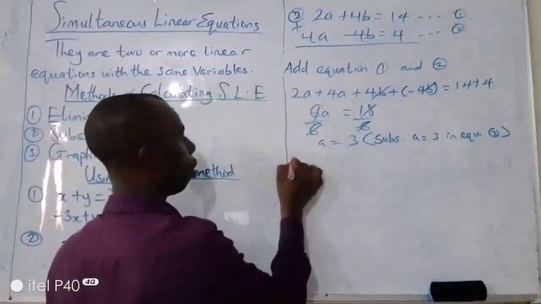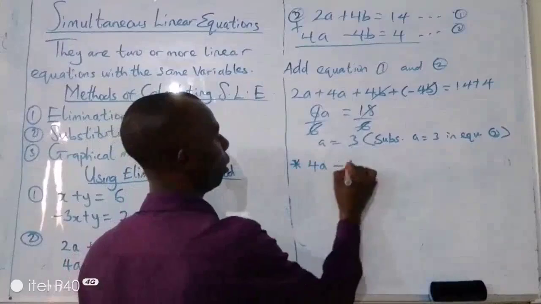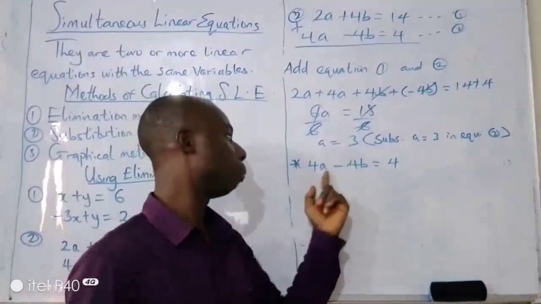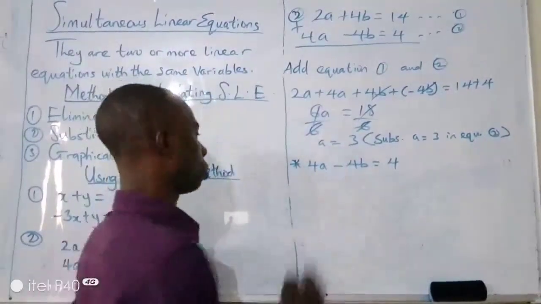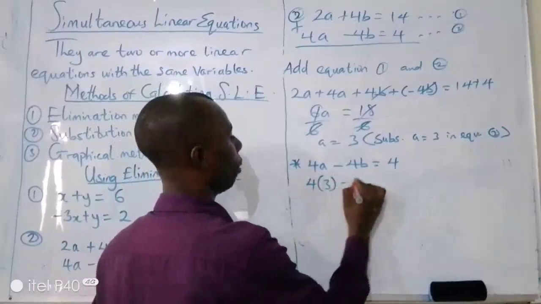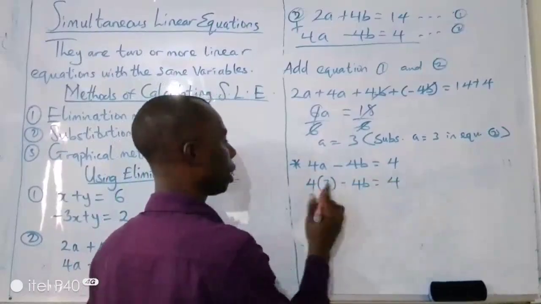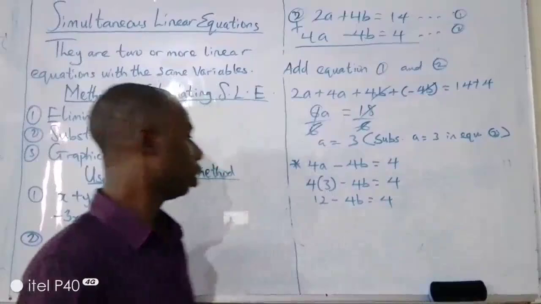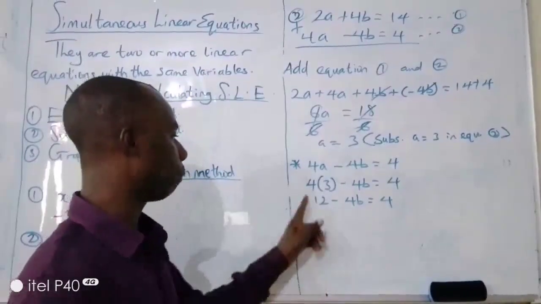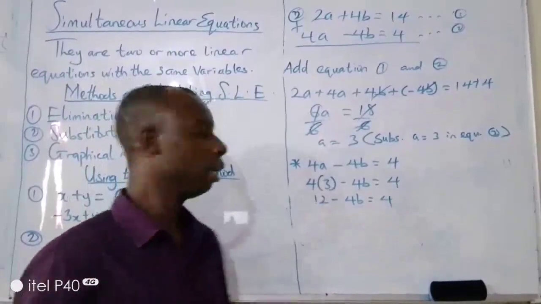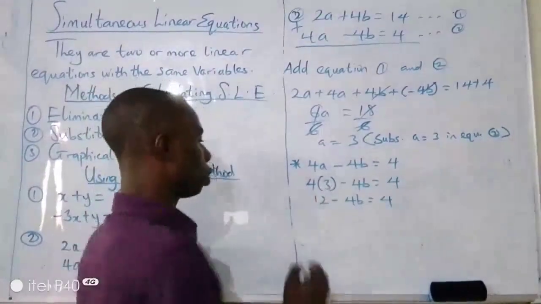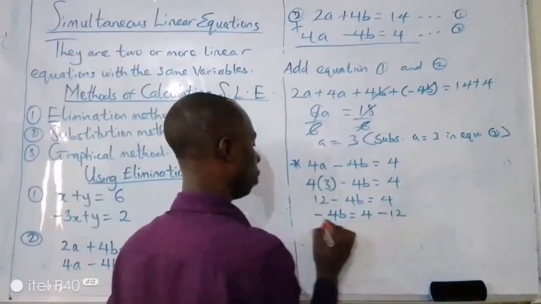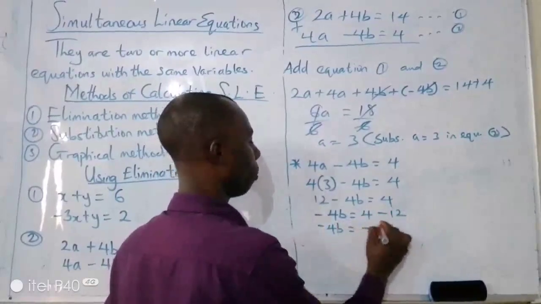So we recall that our equation 2 is 4a minus 4b equals 4. Anywhere I see this a, I will replace it with what? With 3. So therefore, 4 into bracket 3 minus 4b equals 4. And 4 times 3 is 12. So 12 minus 4b is equal to 4. Have you seen it now? Do you understand that? Good. So I will simply collect like terms by moving 12 to the other side. And remember what I mentioned earlier, if positive goes, it becomes a negative. So therefore, minus 4b is equal to 4 minus 12. So our minus 4b is equal to minus 8.